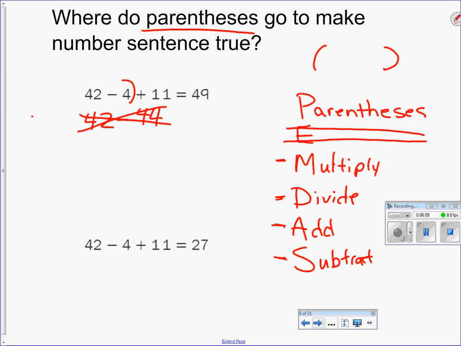I need you to know that I'm going to do 42 minus 4 first, which gives me 38, and then I can add that 11 to it, and it makes the sentence correct because it tells me that 38 plus 11 is equal to or the same as 49.